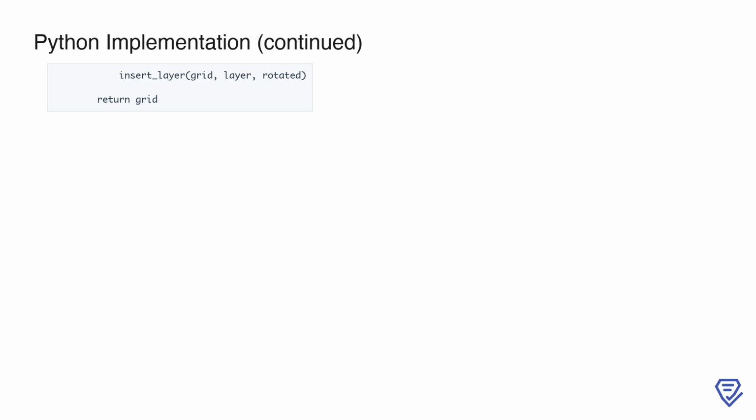We then create the rotated version of the layer by slicing the elements list. The part after the rotation index is moved to the front, and the part before the index is appended to the end. Finally, we insert the rotated elements back into the grid using the insert_layer function. Once all layers have been processed, we return the modified grid as the result, completing the implementation of the solution.